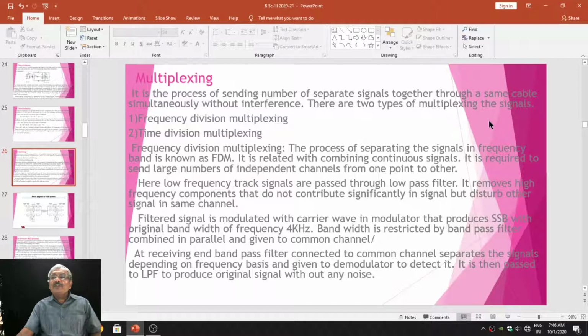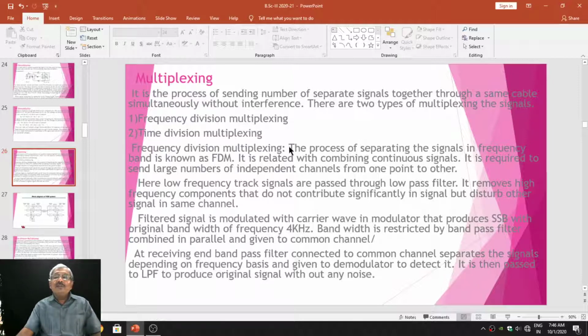There are two types of multiplexing the signals. One is frequency division multiplexing and the second one is time division multiplexing. And today we will cover frequency division multiplexing.